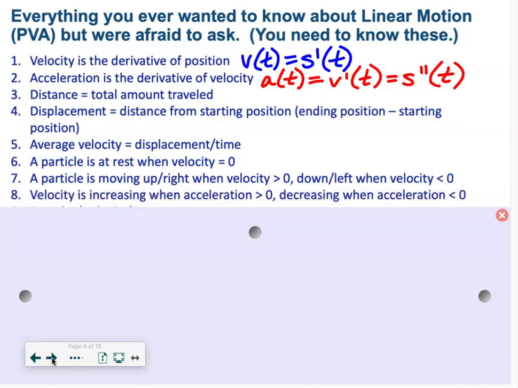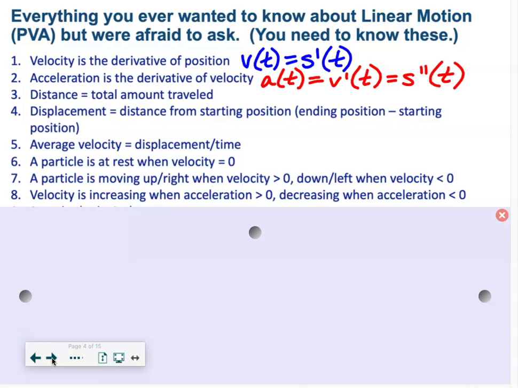All right. Velocity is increasing when the acceleration is positive. Why? Because acceleration is the slope of the velocity. When you have a positive slope, you're going up. When you have a negative slope, you're going down. So velocity is increasing when acceleration is positive, decreasing when acceleration is negative.